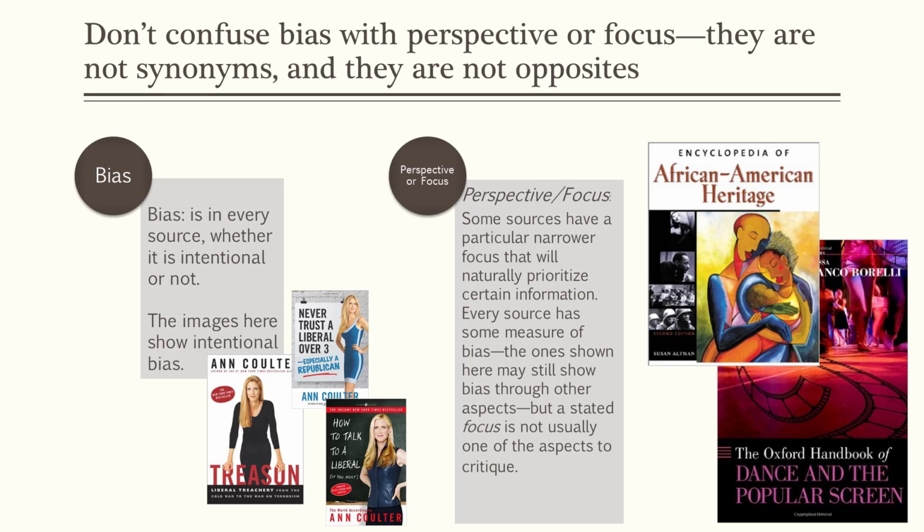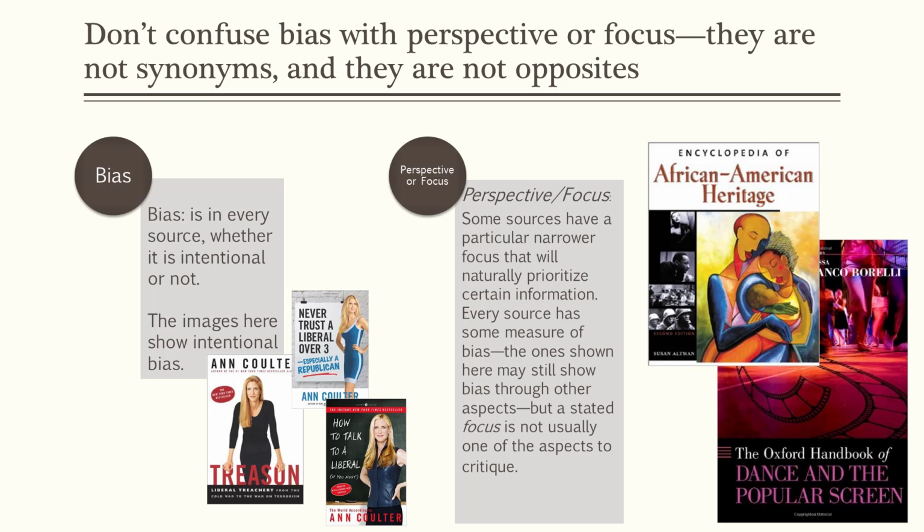As you discover more sources, you may notice that some sources have a particular focus or perspective, such as these examples here on the right. The Encyclopedia of African American Heritage is choosing to exclude content about other types of heritage. The Oxford Handbook of Dance on the popular screen is choosing to exclude dance that didn't happen in film, TV, or other video. That choice to include one perspective is not a bias per se.